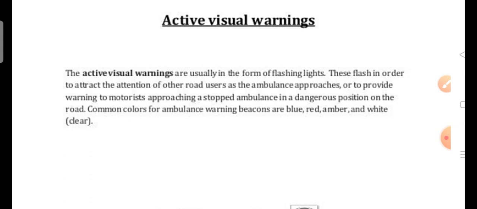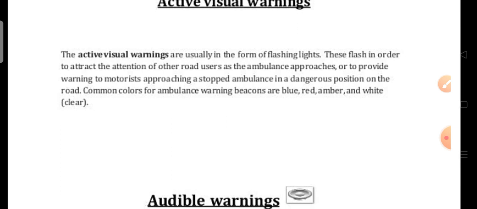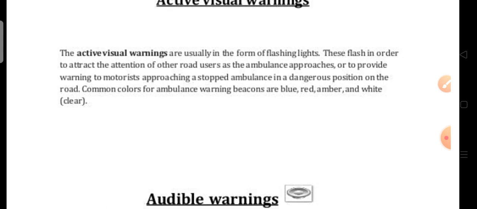Common colors of the ambulance warning beacons are blue, red, amber, white, and clear. It's clear now. So these are all active visual warnings.